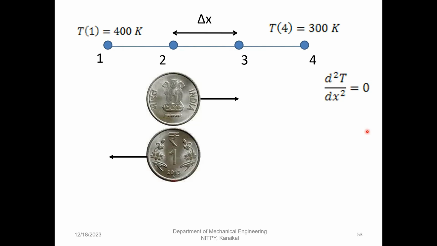Okay, I think no further responses. So how many 400 have we got totally? 13 for 400 and 300 is 10. Okay, so what is 13 into 400 plus 10 into 300 divided by 23? 356.52. 356.52.